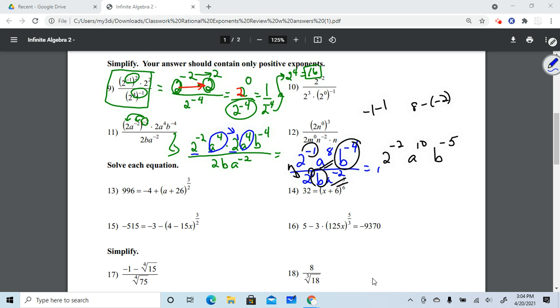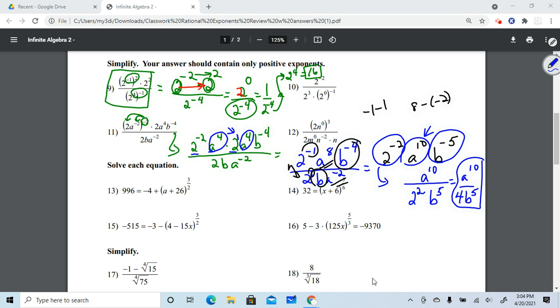So here we go. I end up getting a to the 10th. It's going to chill up top in the numerator because its exponent is not negative. But this 2 to the negative 2 is like, blinker's on. Move it to the denominator. So that gives me a to the 10th over 4b to the 5th. Now these problems down here deal with solving.